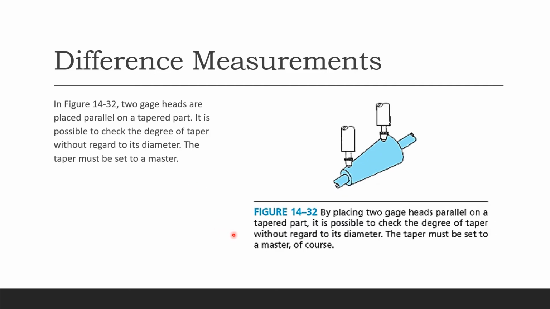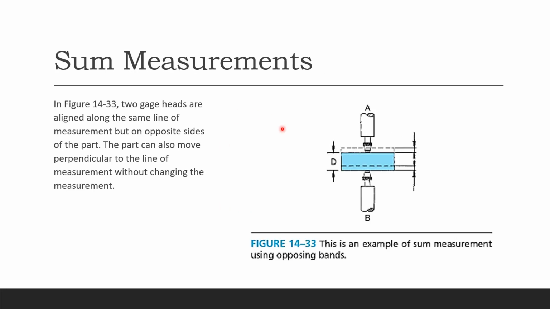So another one here in difference measurement is where your 2 gauge heads are placed parallel on a taper part. So it's possible to check the degree of taper without regard to its diameter. So the taper must be set to a master, meaning that's just a standard. So here we have 2 heads, so therefore we know we're doing a difference measurement. So by placing 2 gauge heads parallel on a taper part, it's possible to check the degree of taper without regard to its diameter. So the taper must be set again to a master.